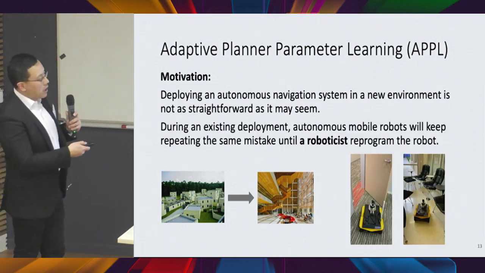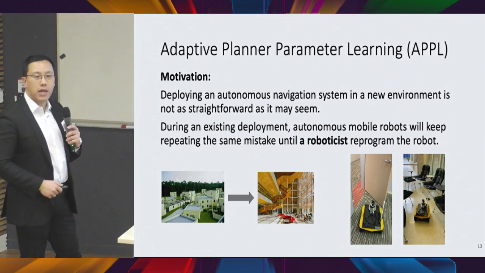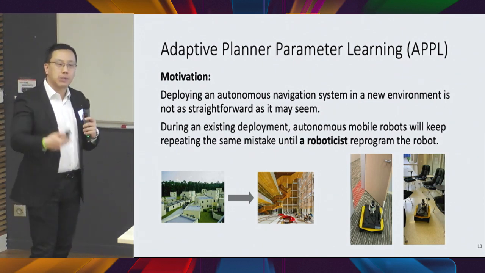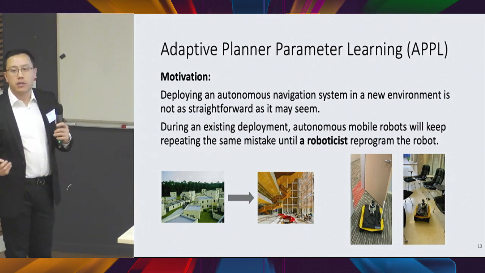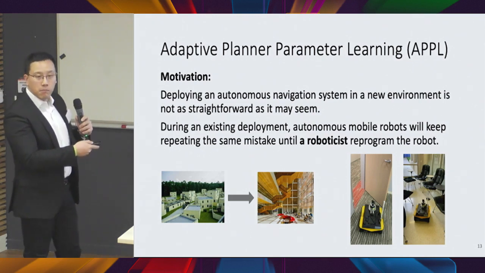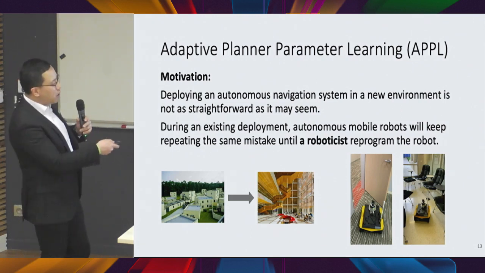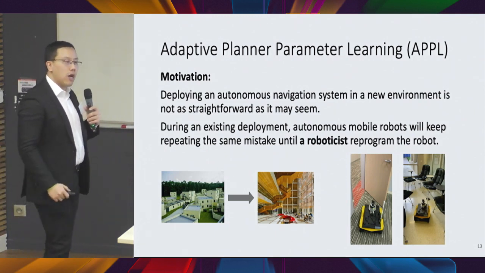Also, in the same navigation environment, when the robot makes some mistakes, for example, gets stuck in this narrow doorway, more than likely the next time it comes back here, it will make the same mistake over and over again. But as roboticists, we all know that if we spend some time fine-tuning the navigation system, making sure all the parameters are correct for the new environment or to fix this very challenging scenario here, it probably will work out very well.